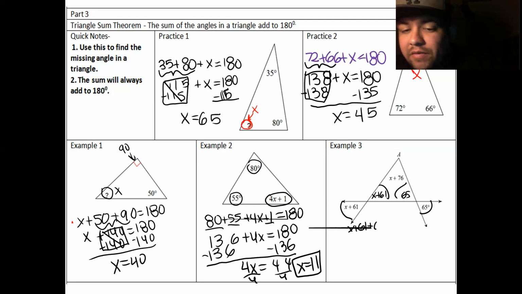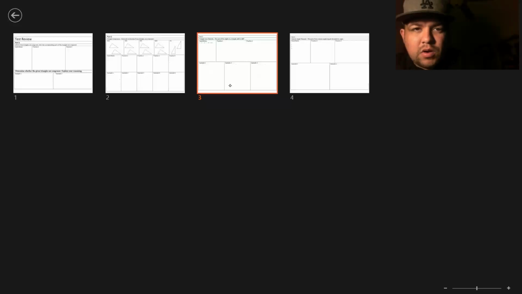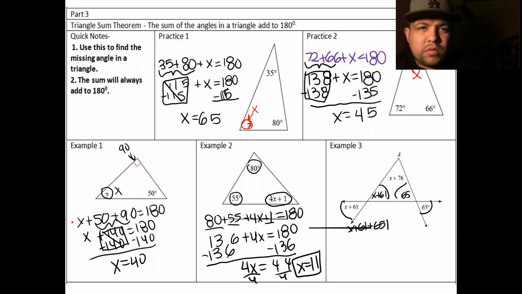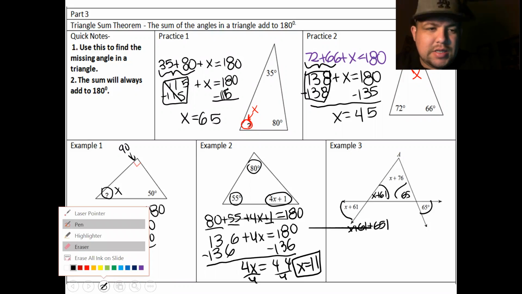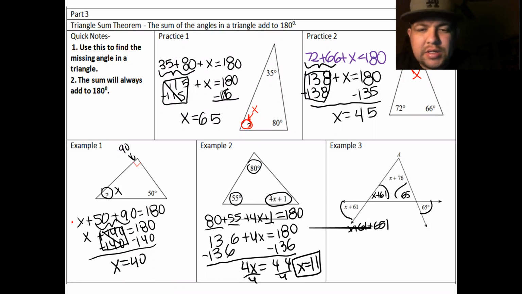So x plus 61 plus 65 plus, I don't know why it keeps on doing that, but I'm going to go and erase it. Whoa. What did I do? Oh, sorry. Still learning this. So I'm going to go and erase. I don't know what that was. There it goes. Perfect.